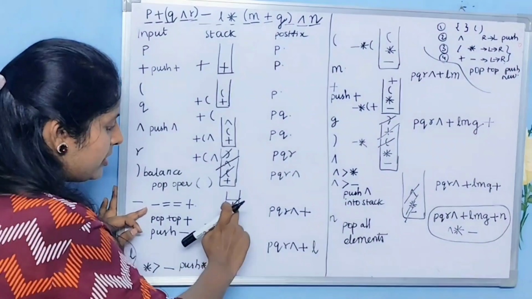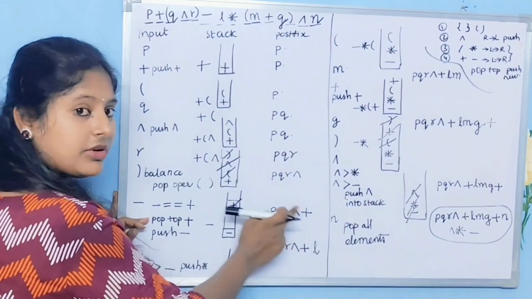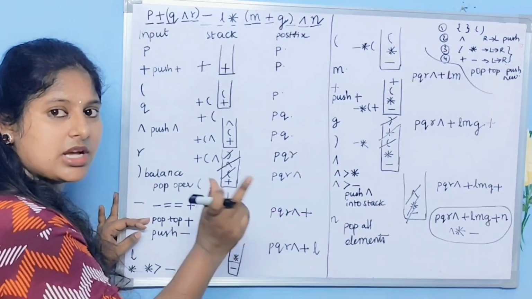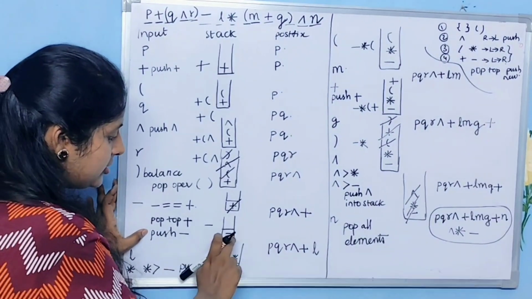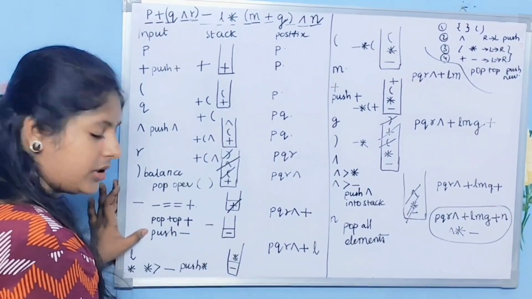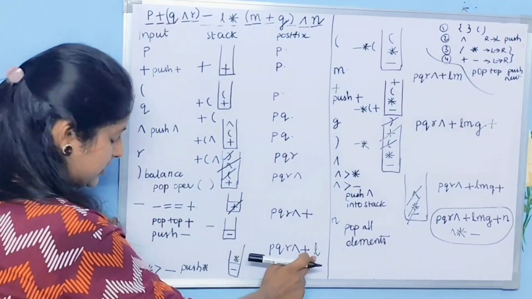So what is my top? Plus. So I've popped plus. Okay. Then I've written here. Once if you pop, you have to write postfix. Otherwise, you will get confused. Okay. Now push minus into the stack. I've written over here. Okay. The next expression is L. You have directly added into postfix expression.